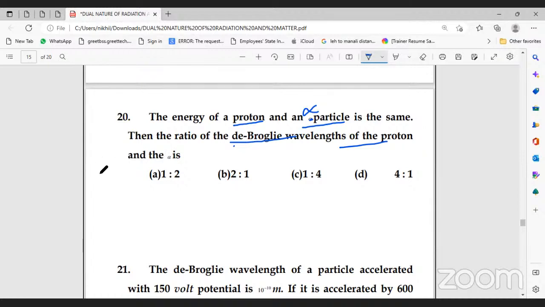Proton means hydrogen, 1H1. Alpha particle means 2He4. So this clearly tells mass of the alpha particle is how many times? Four times the mass of the proton.